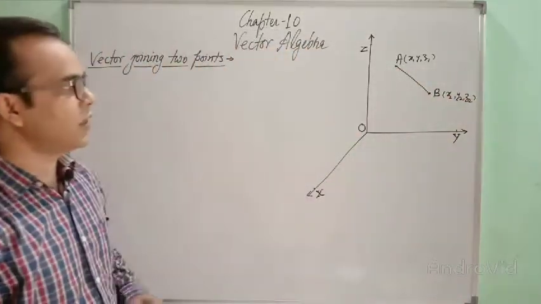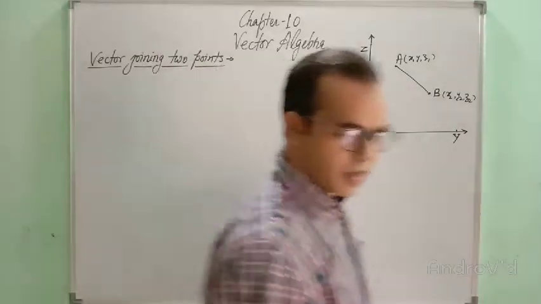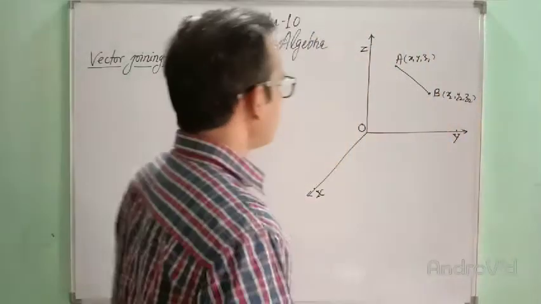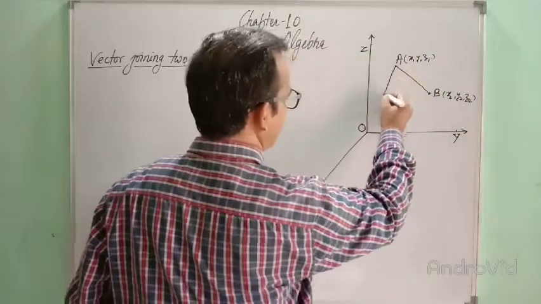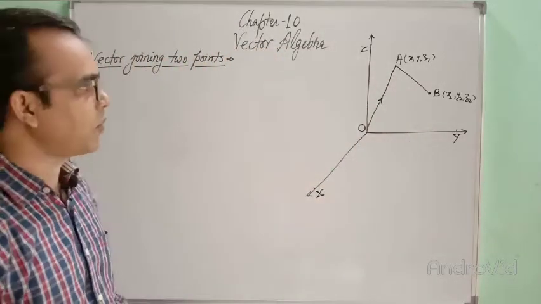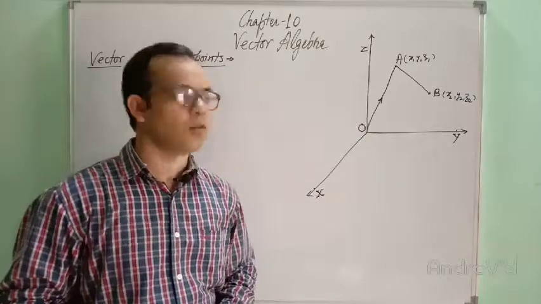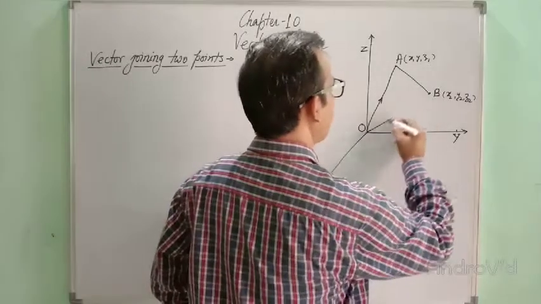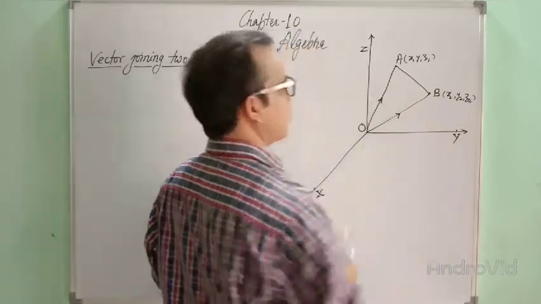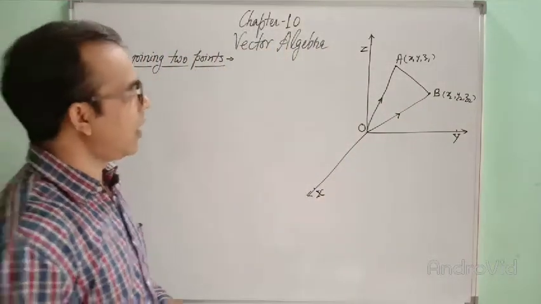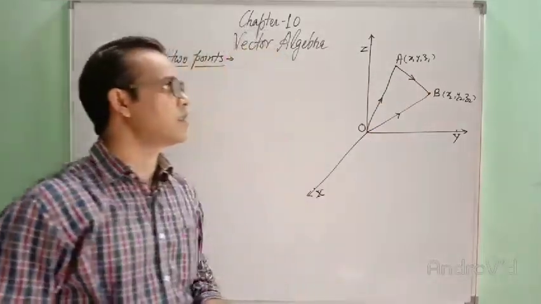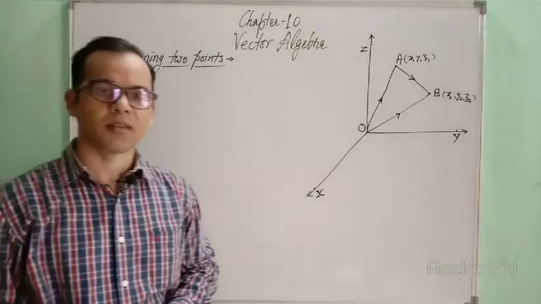Okay, so A has the coordinates x1, y1, z1 and B has the coordinates x2, y2 and z2. With respect to this origin O, suppose OA vector is the position vector of the point A with respect to origin O, and the position vector of point B with respect to origin O is OB vector, and we want to get the vector that joins the points A and B.